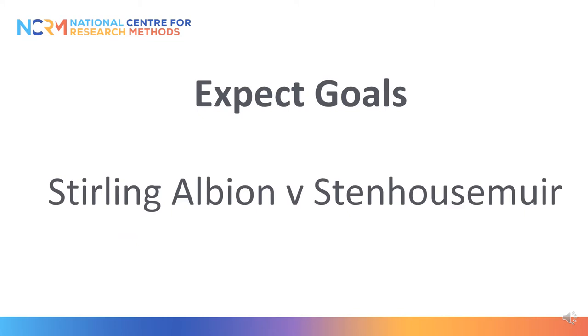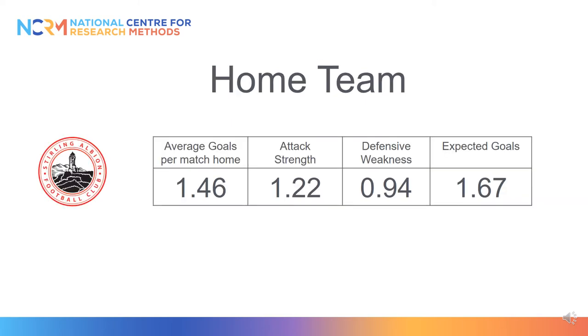How many goals can we reasonably expect when Stirling Albion play Stenhouse Muir? Putting the information together, we can work out the expected goals for each team. This is the information required for calculating the number of expected goals when Stirling are playing at home. The average number of goals scored by a home team is 1.46. But Stirling are not an average team. They usually score about 0.22 or 22% more. Their attack strength is 1.22.